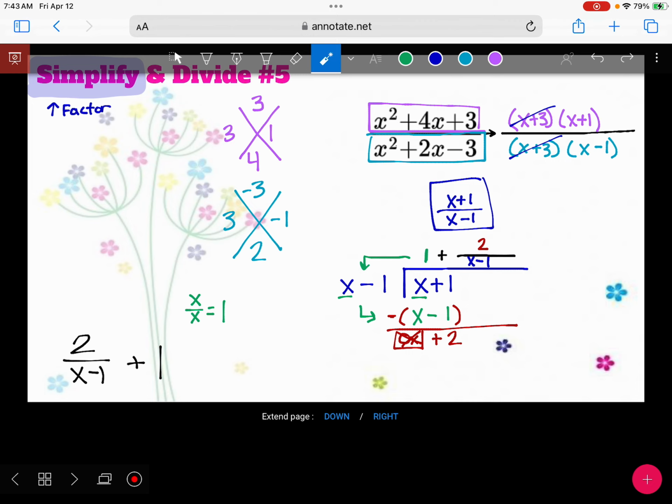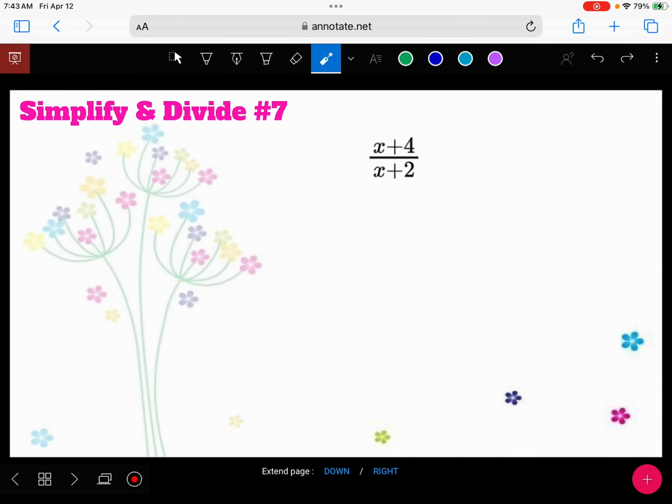We're going to do one more, and then you guys will have the rest of the time to work on that worksheet and practice this, because we have done it, but it has been several months. So this one is also in the simplify and divide section, but it doesn't have anything we can simplify. It's just got that short division. So we've got our x plus 4 over x plus 2.